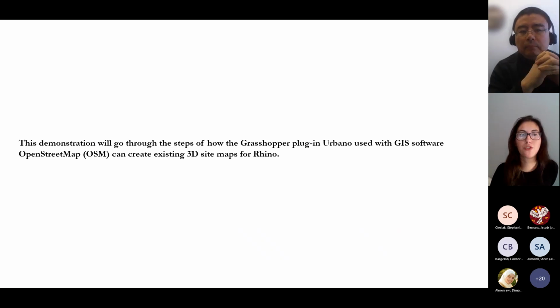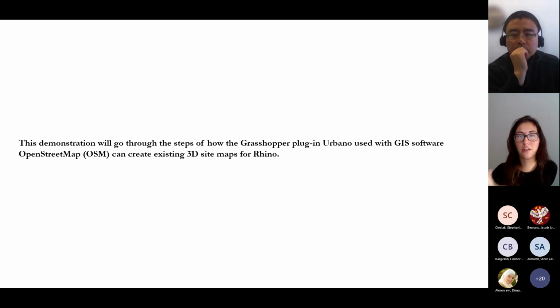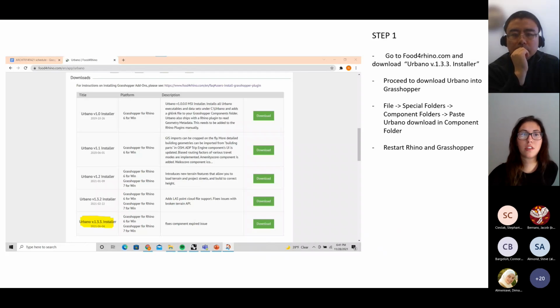So in my demonstration that I recorded, I want to show how you could use this Grasshopper plugin, Urbano, with the GIS software in OpenStreetMaps, and how you can easily create a 3D massing model of any region in the US or probably the world that has OpenStreetMaps.